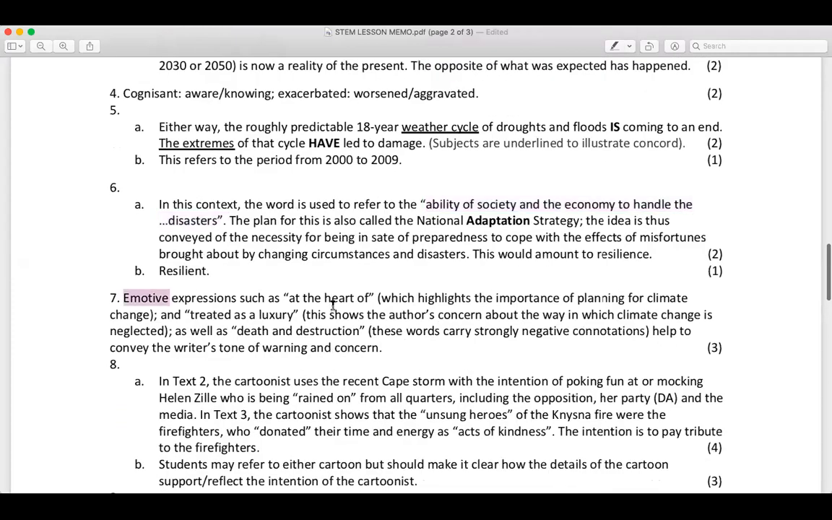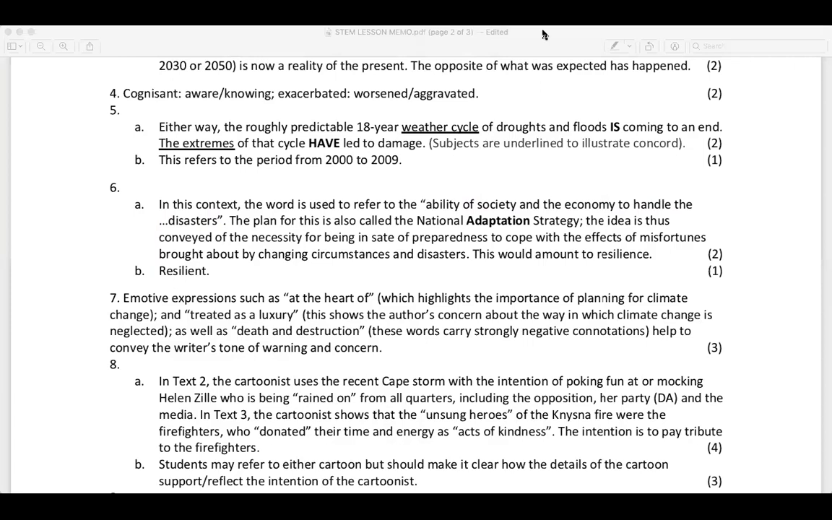Emotive expressions such as at the heart of, which highlights the importance of planning for climate change, and treated as a luxury, which shows the author's concern about the way in which climate change is neglected, as well as death and destruction. These words carry strongly negative connotations. Look at this, death and destruction. They help to convey the writer's tone of warning and concern.